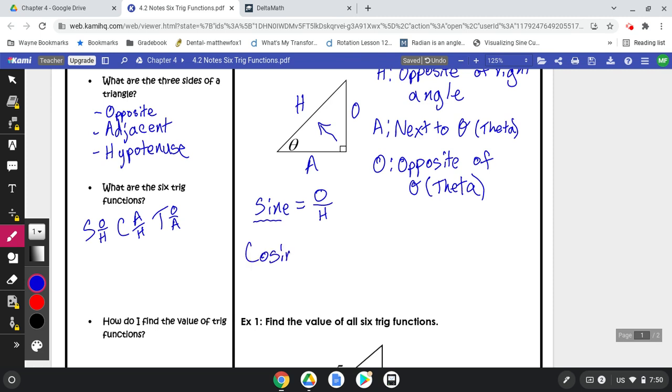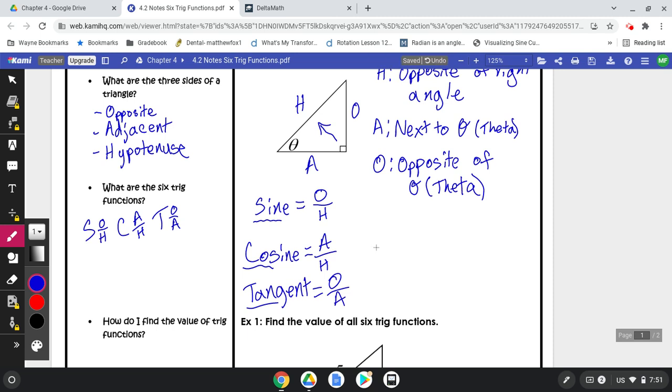Then the second one is cosine. Once again, just COS is what's on the calculator, so I'll underline what's on the calculator. That's A over H. And then finally, tangent, which we know as tan, and that's O over A.